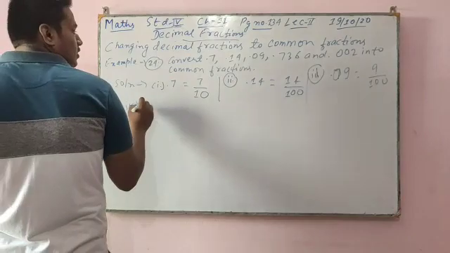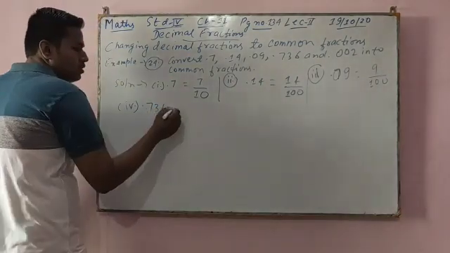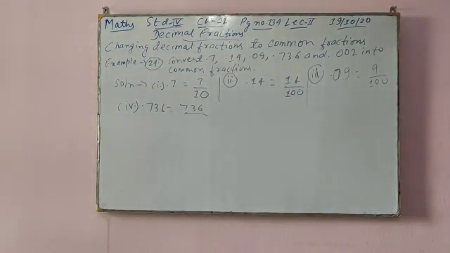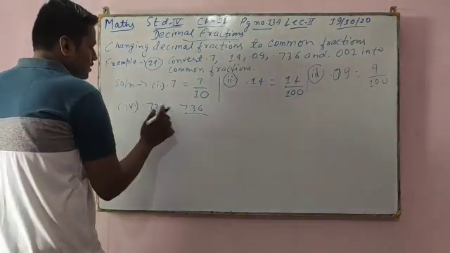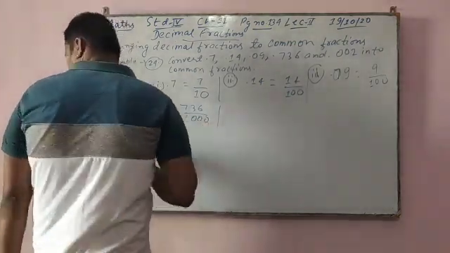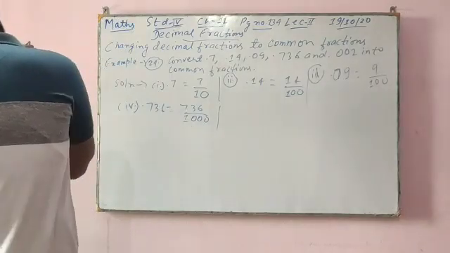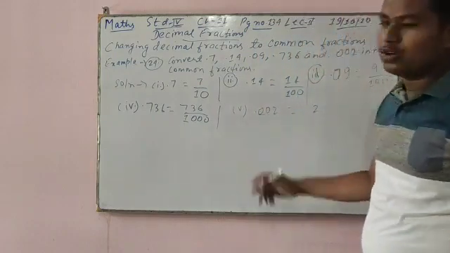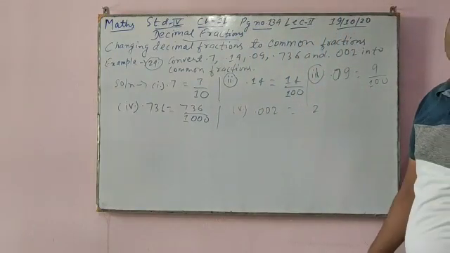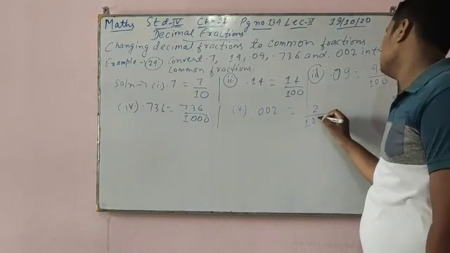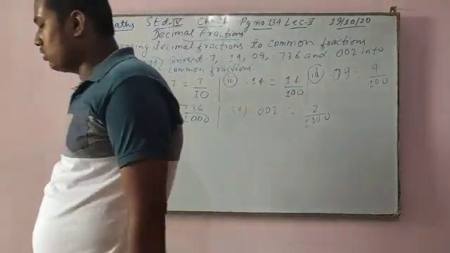Now decimal 736. So whatever number is there, again I am telling you, write it in the numerator. Take the decimal as 1, and after the decimal there are 3 numbers, so put three zeros. Come to question number 5: decimal 002. So 2 is there. Before 2 the 0s have no value; if 0 were after 2, then it would have value. So take the decimal as 1, and after the decimal 3 numbers, so three zeros. So this is your answer.